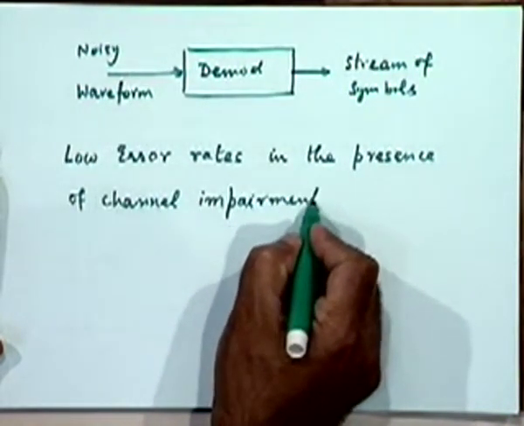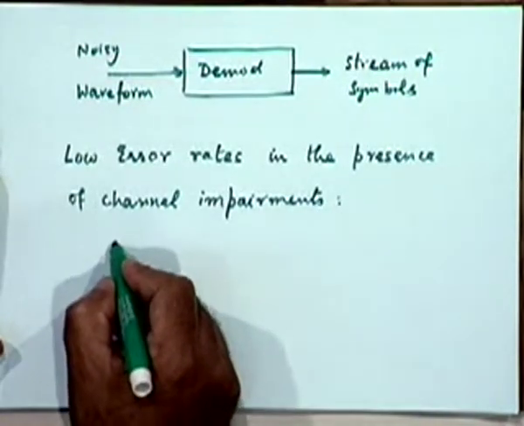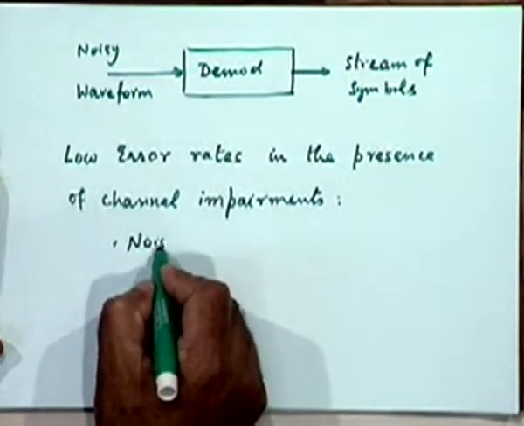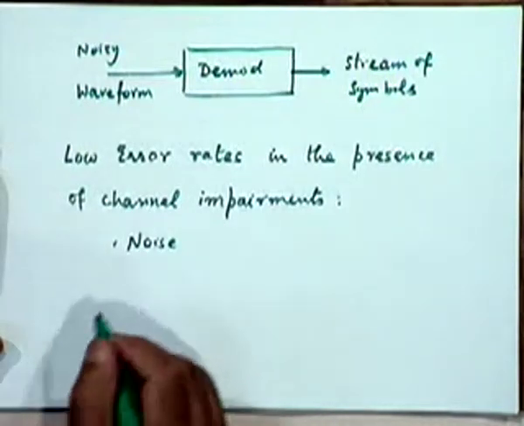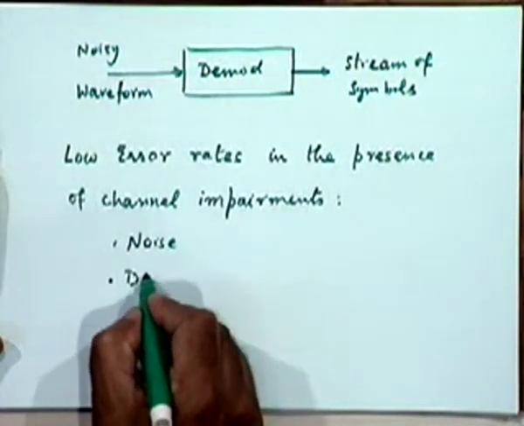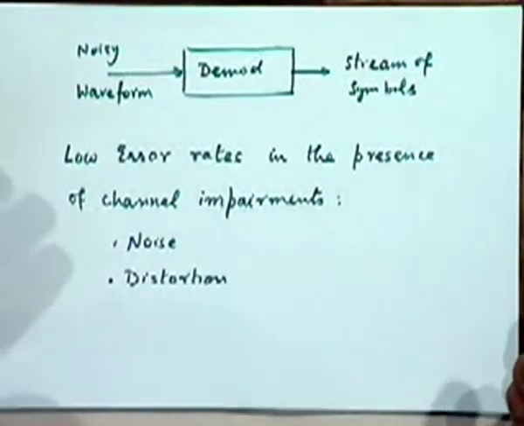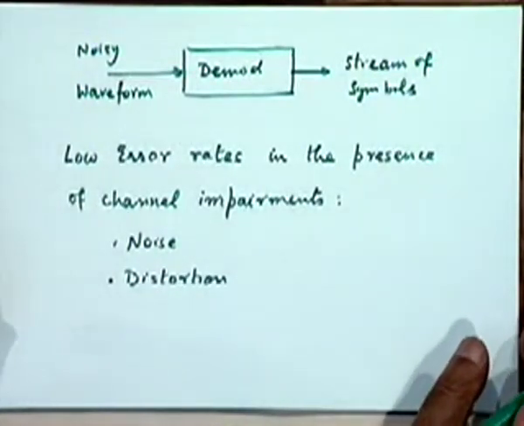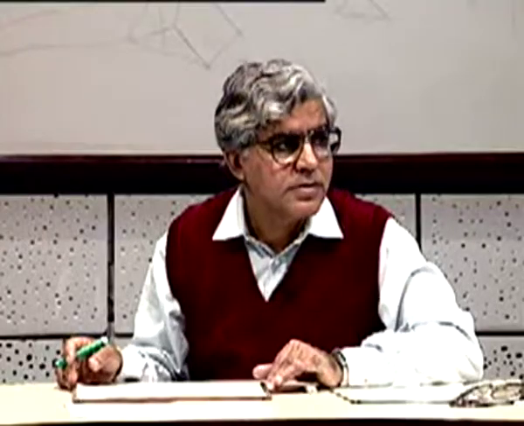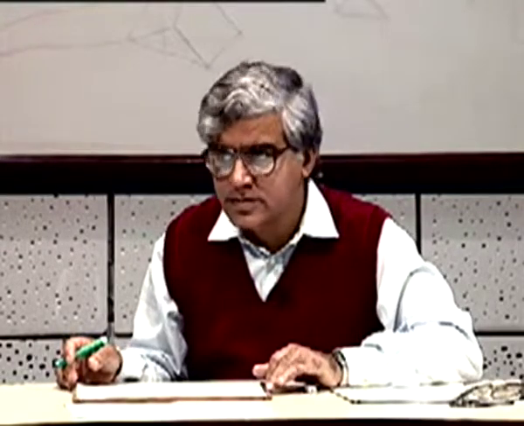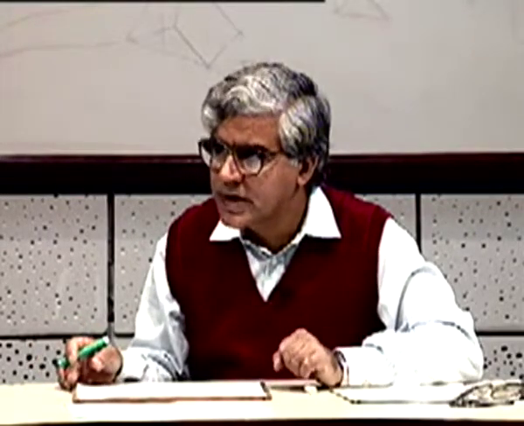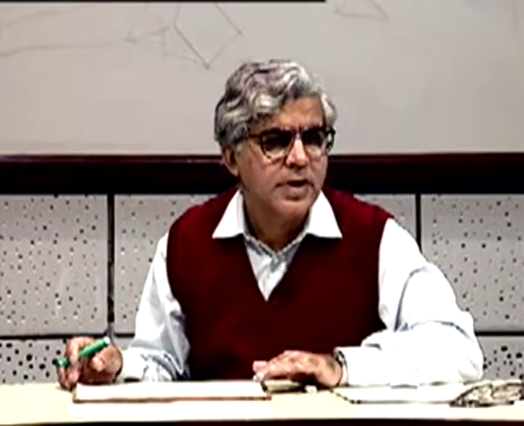Okay. For example, these impairments could be noise, which we have talked about. It could be distortion. Your channel may introduce a lot of distortion in the transmitted waveform. So how do you distinguish between noise and distortion? I think the answer should be known to you by now.